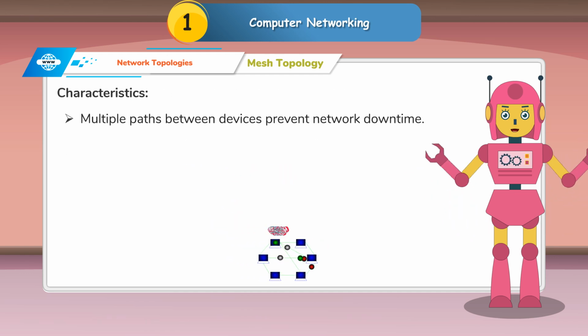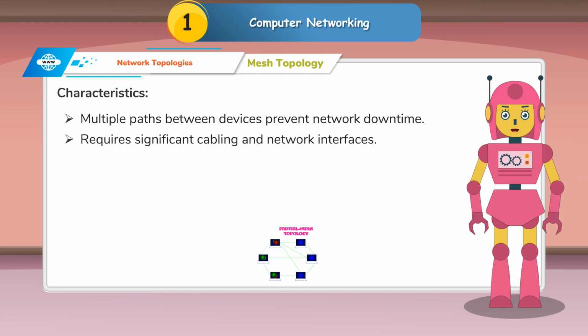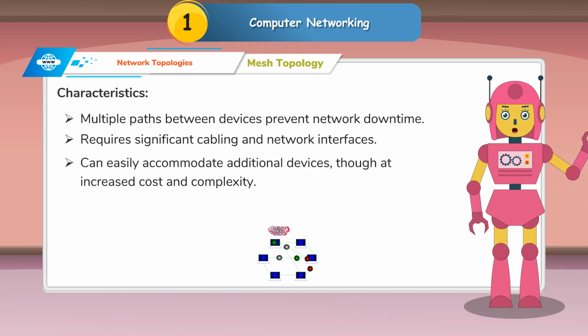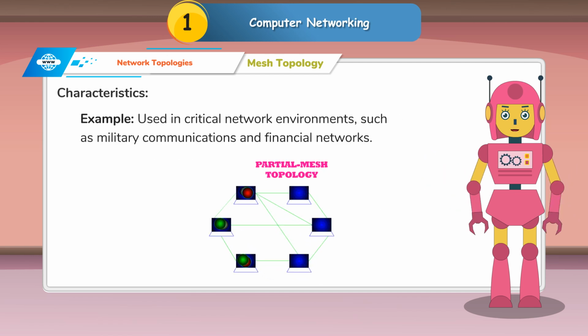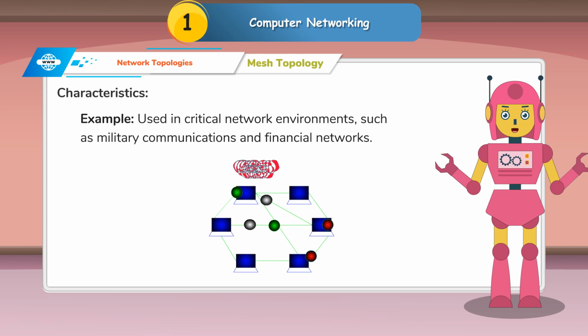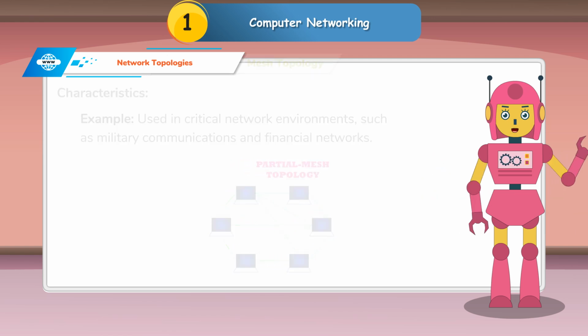Characteristics: multiple paths between devices prevent network downtime. Requires significant cabling and network interfaces. Can easily accommodate additional devices, though at increased cost and complexity. Data can take the shortest path to its destination, improving performance. Example: used in critical network environments such as military communications and financial networks.